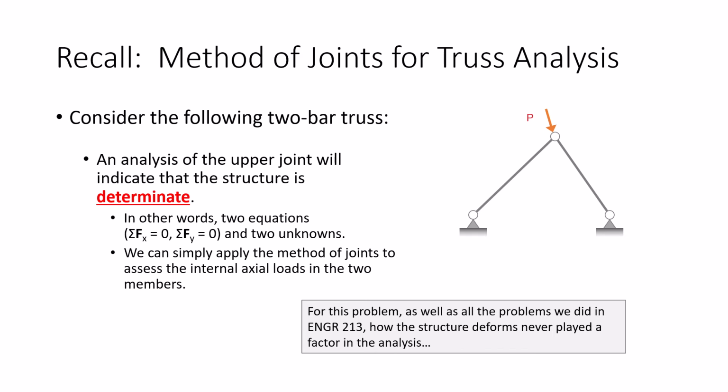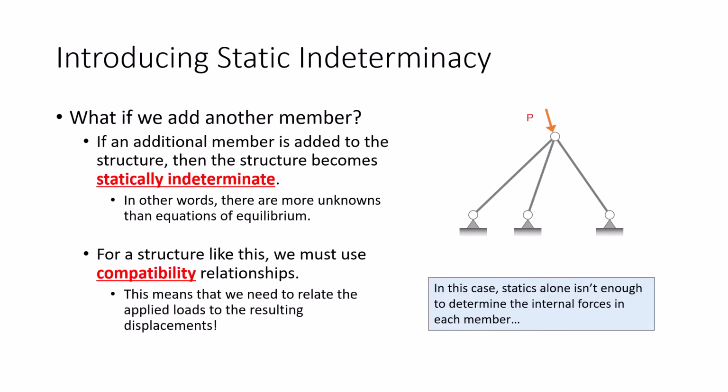Now, my problem is, what about this? What if I throw another bar in there? That's impossible if all you use is just statics. You cannot solve this problem using statics alone. This is a problem that is statically indeterminate. What that means is there's too many unknowns. This particular problem would be statically indeterminate to the 1st degree. What that means is there's one more unknown than can be handled using simple equations of equilibrium.